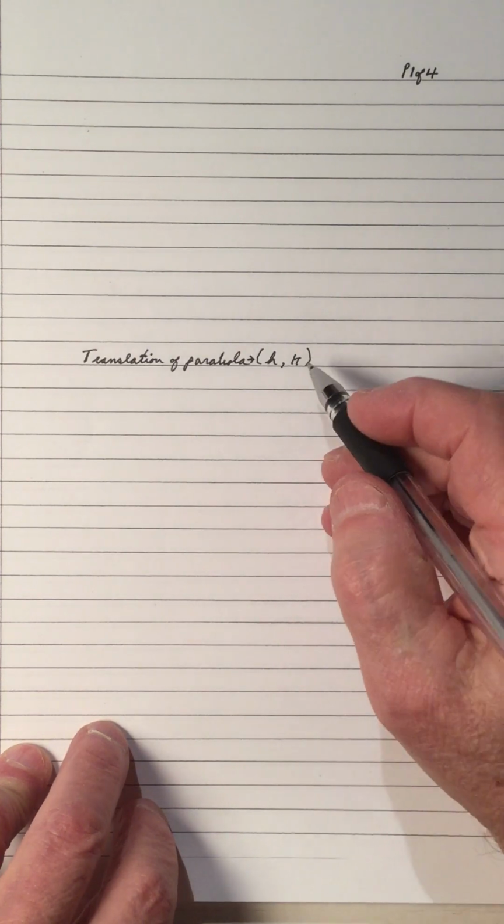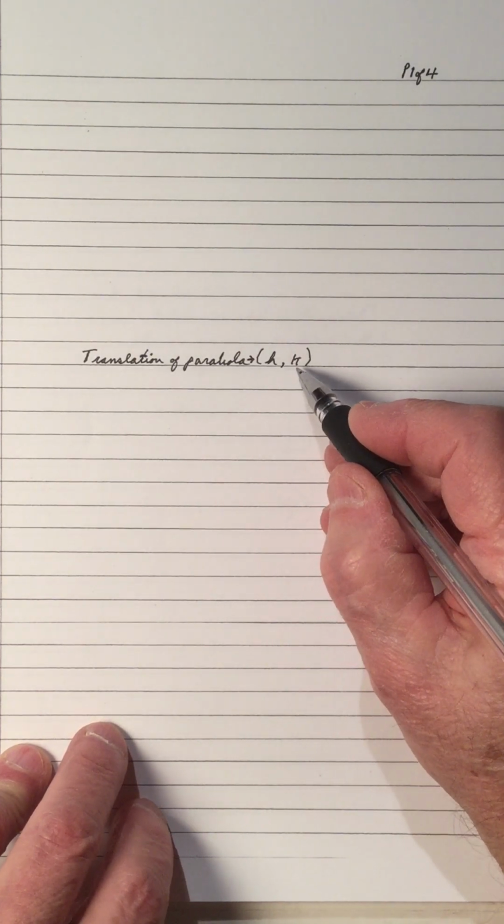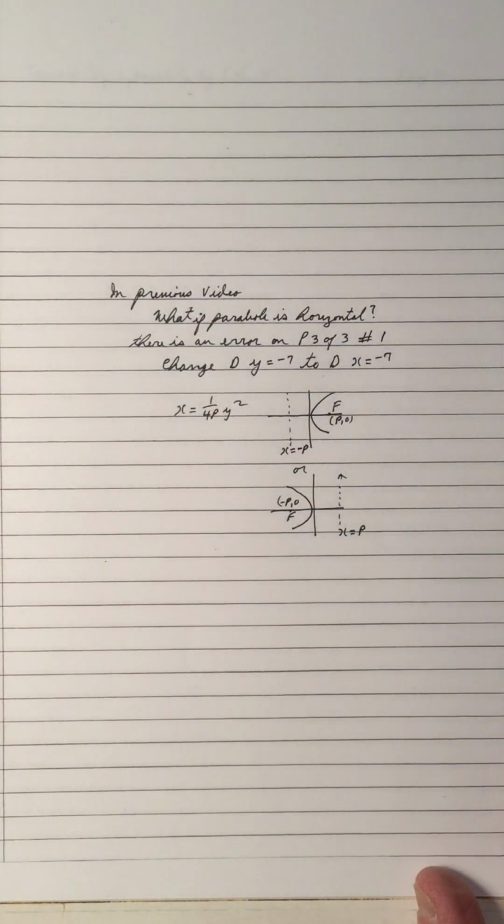Hi, welcome to my video on the translations of a parabola. The translation is (h, k), which is a new vertex.